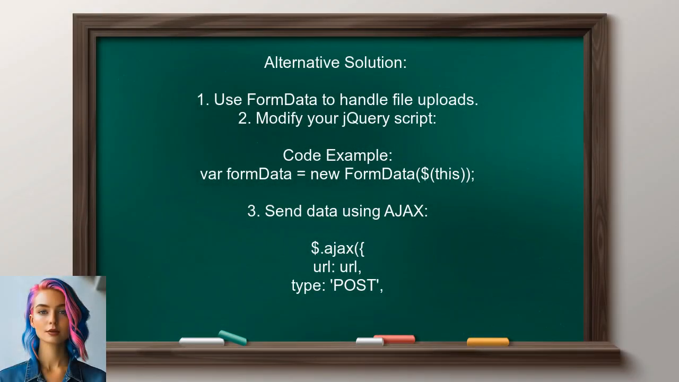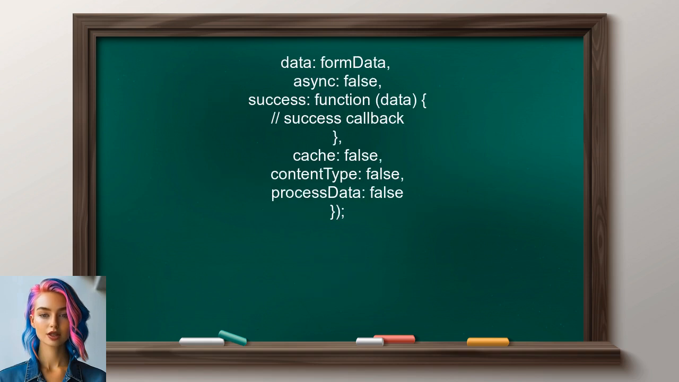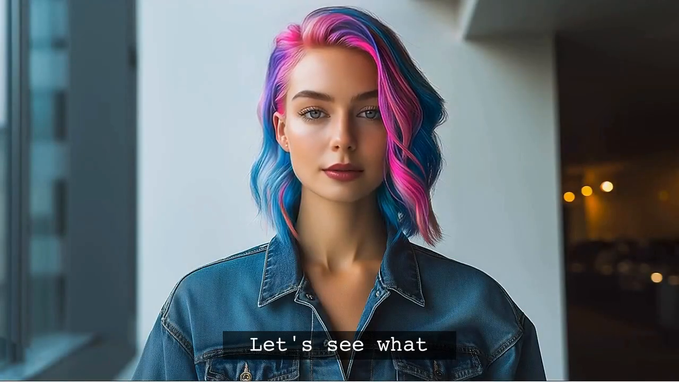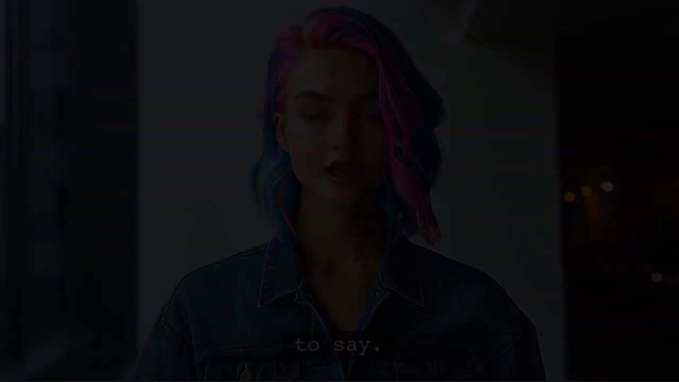An alternative solution provided by another user suggests using the form data object to handle image uploads. They recommend modifying your jQuery script to create a form data instance from the form, which allows you to send the image along with other form data via Ajax. That's all for that response. Let's see what someone else had to say.